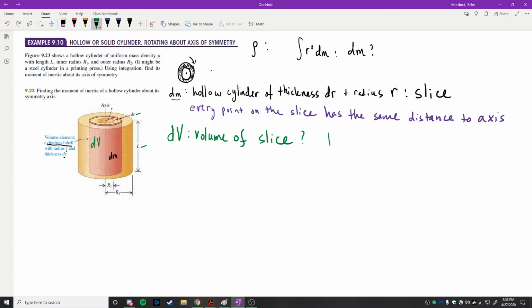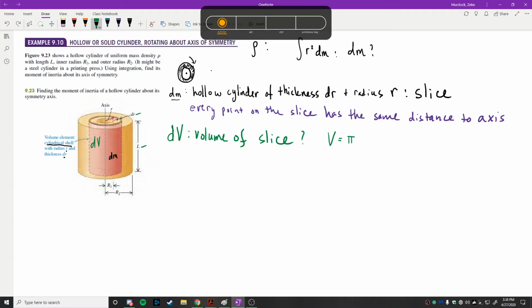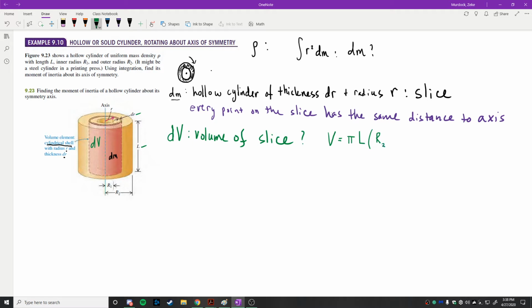The volume of my object is going to be, well, it's a cylindrical object, and the volume of a cylinder is pi times the radius squared multiplied by the height, which in this case is L. But realistically, what that's going to be for us is pi L times the outer radius squared, but then there's a hole, so we have to subtract the inner radius squared. That's the volume of the whole object, right?